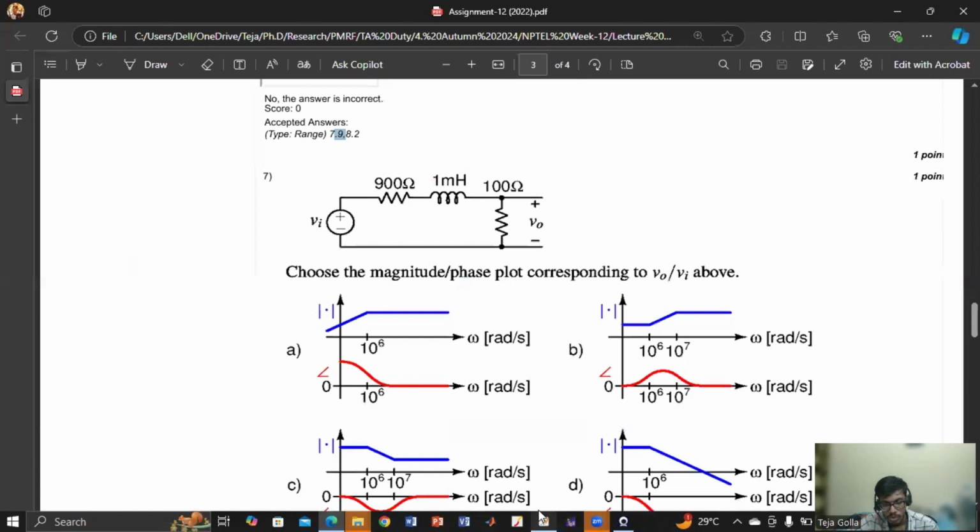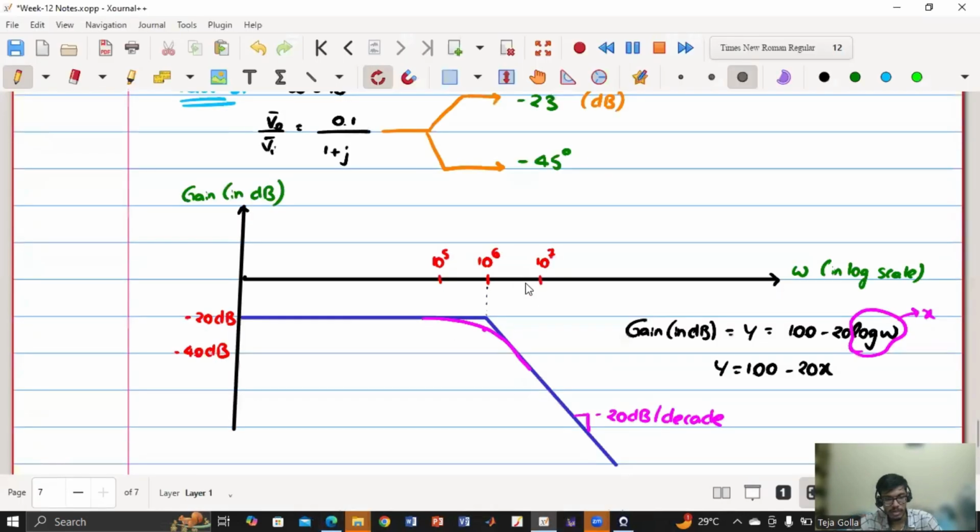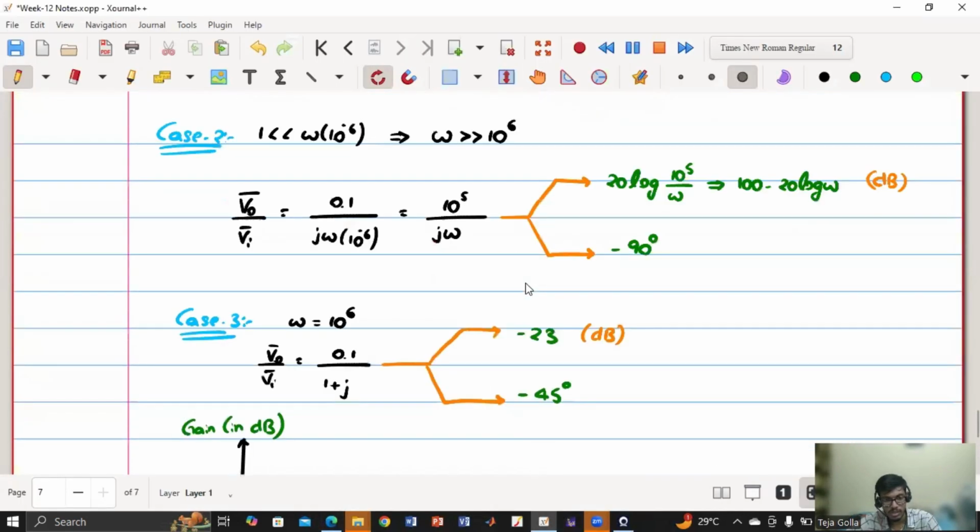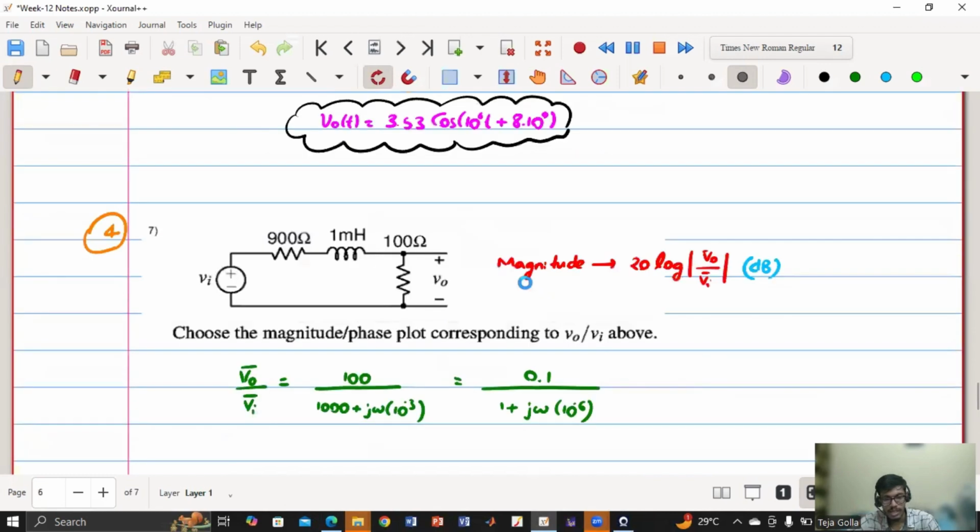Let me go to the question and again summarize what is happening in this question. They have given one RC network, and the resistor they have divided into two, 900 and 100. They are asking for the magnitude and phase plot. Forget about that. First, we need the expression for V0 by Vi. V0 by Vi phasor is 100 by total impedance, which is 1000 plus j omega 10 to the power minus 3. I have written it in a different way, which is 0.1 by 1 plus j omega 10 to the power minus 6.